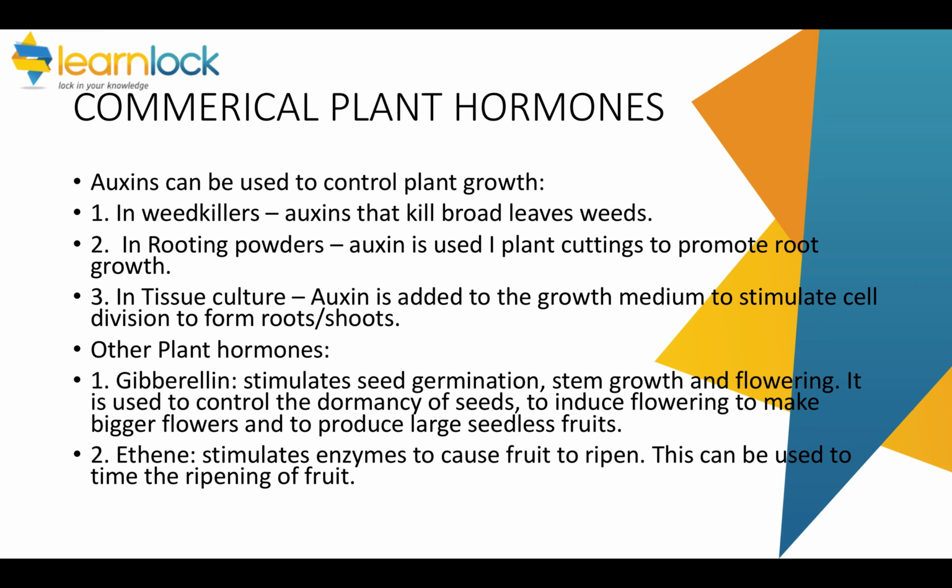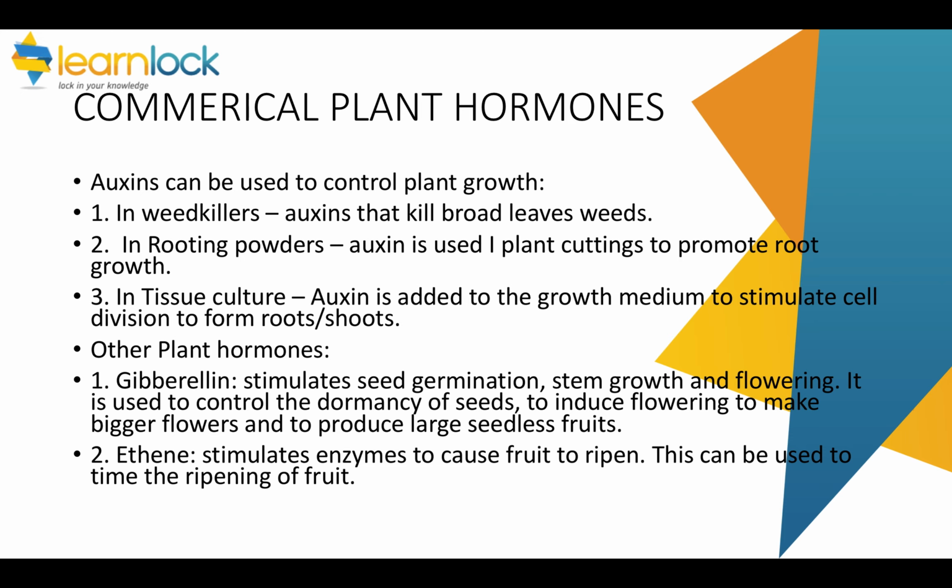Gibberellin, this is a hormone that stimulates seed germination, stem growth and flowering. So you can control the dormancy of seeds, so you can cause seeds to remain dormant for longer, or to induce flowering to make bigger flowers, or produce large seedless fruits, for example grapes. By introducing the hormone gibberellin, it will make the fruit grow but not the seed.